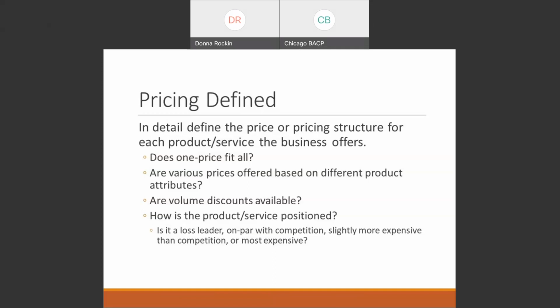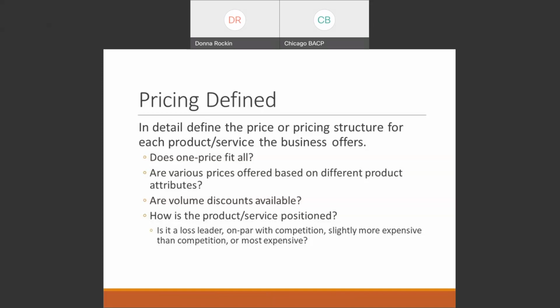Does one price fit all? And sometimes one price does fit all. If you go to an ice cream store, they usually charge you the same for one scoop and then a slightly lower price per scoop if you buy 2, and a slightly lower price if you buy 3 scoops. The price keeps going up, but it's lower per scoop of ice cream. But it doesn't matter if you order butter pecan or mint chip or chocolate chip or cookie dough. All the flavors are the same price. So that's one price fits all.